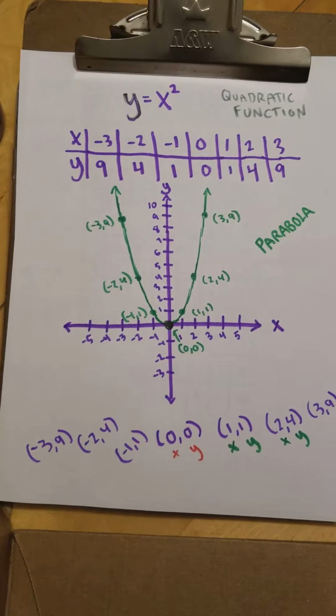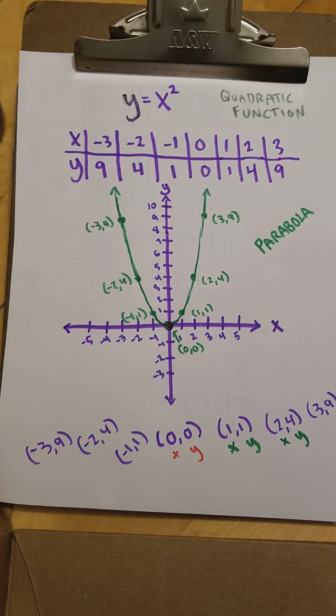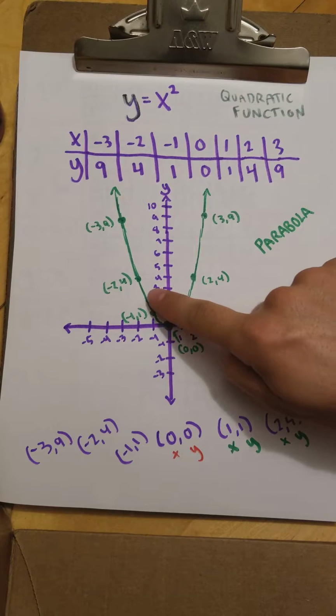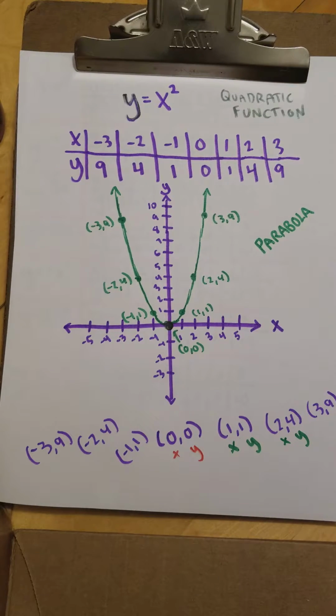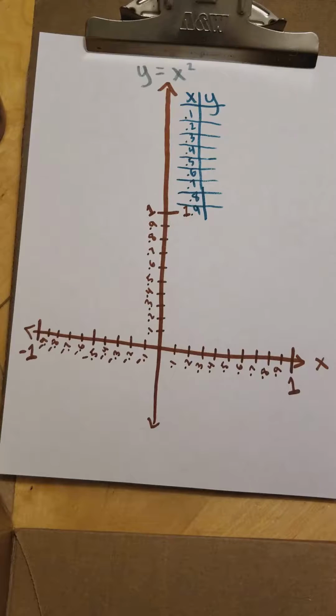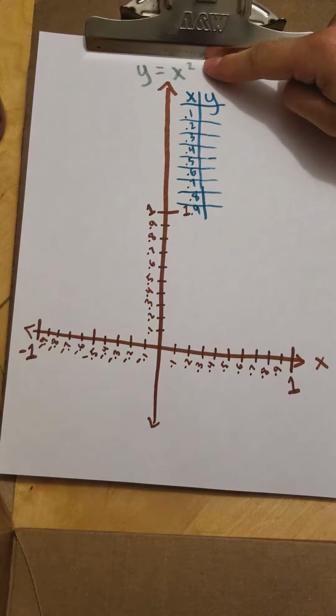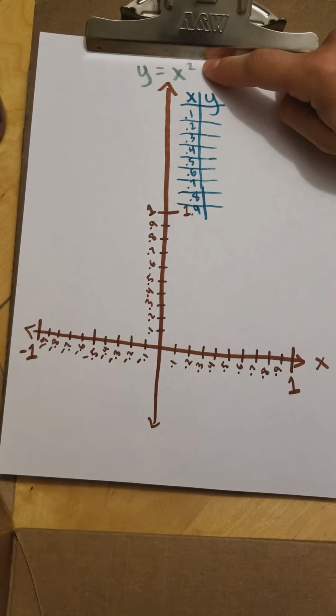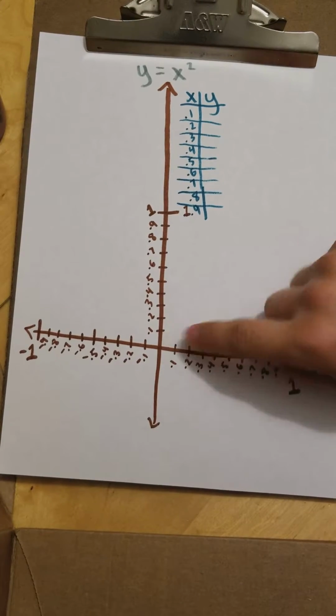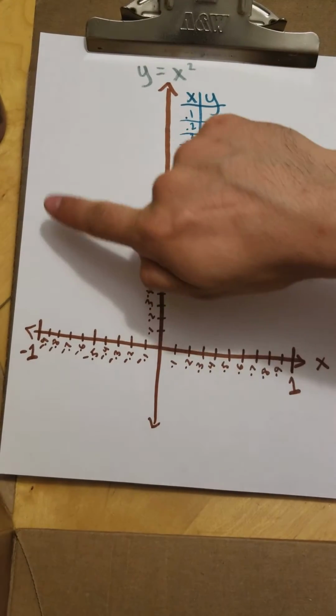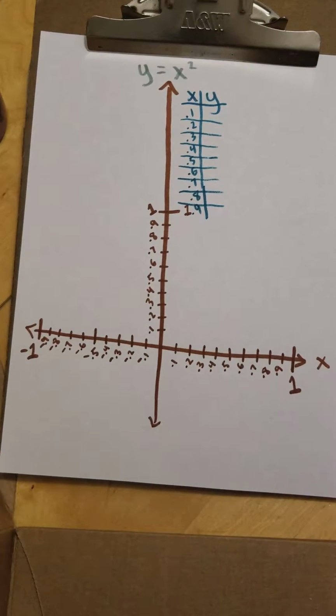I'd like to take a closer look at what happens right around the origin on this quadratic function. So here we are, we've zoomed in on the coordinate plane. We're going to graph the same quadratic function y equals x squared and see what the parabola looks like right here near the origin. So let's plug in some points, some inputs to get some outputs.